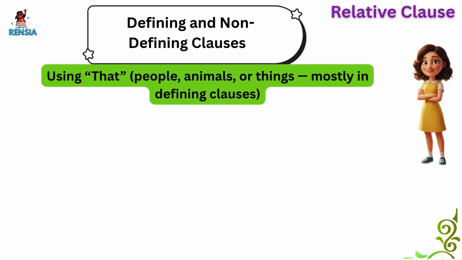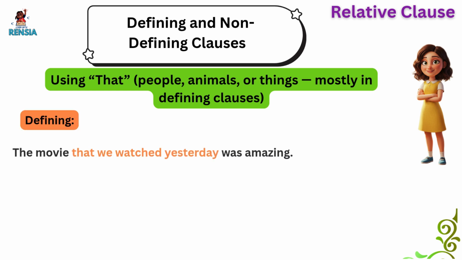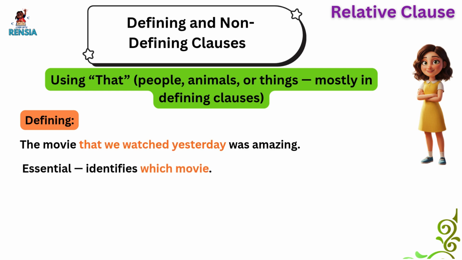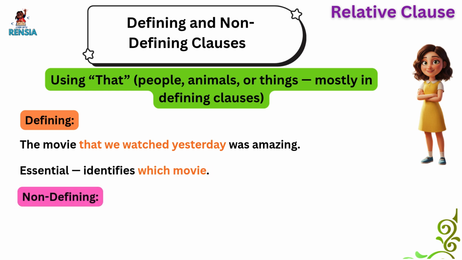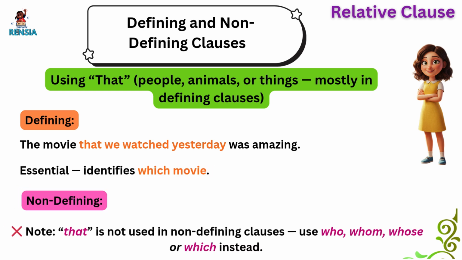Using that. People, animals, or things, mostly in defining clauses. Defining. The movie that we watched yesterday was amazing. It's essential. Identifies which movie. Non-defining. That is not used in non-defining clauses. Use who, whom, whose, or which instead.